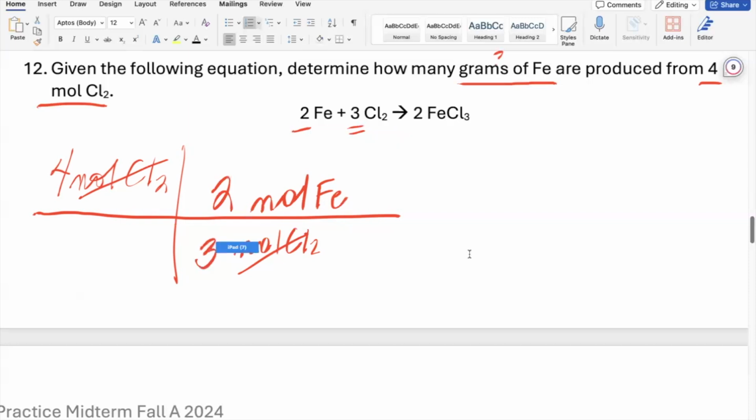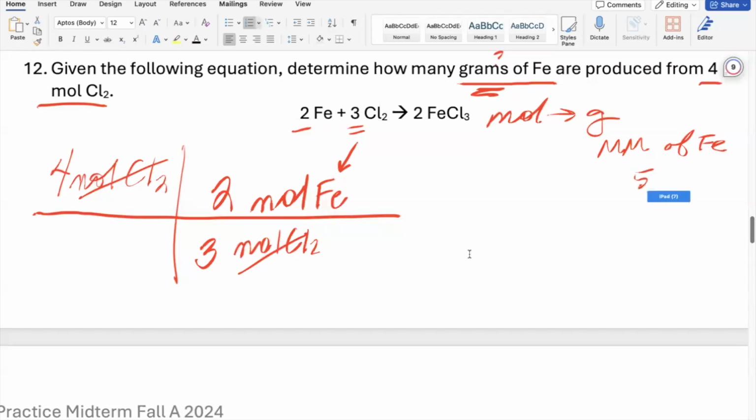Now I'm in moles up top. I'm in my desired substance, but not my desired unit. So now I need to go from moles to grams, and I can do that using the molar mass of iron. I'm going to have to quickly get that. I'm going to Google it, but you can get it from the periodic table if you have one in front of you. Molar mass of iron.